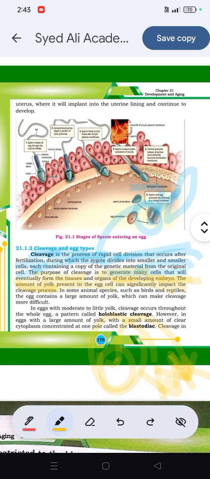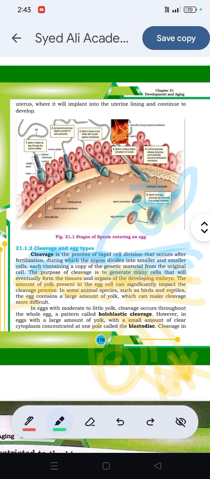Then in animal species such as birds and reptiles, the egg contains a large amount of yolk. This means birds and reptiles have a large amount of yolk, which can make cleavage more difficult. So cleavage becomes more difficult in those which have a large amount of yolk. I'm sure it will be clear.